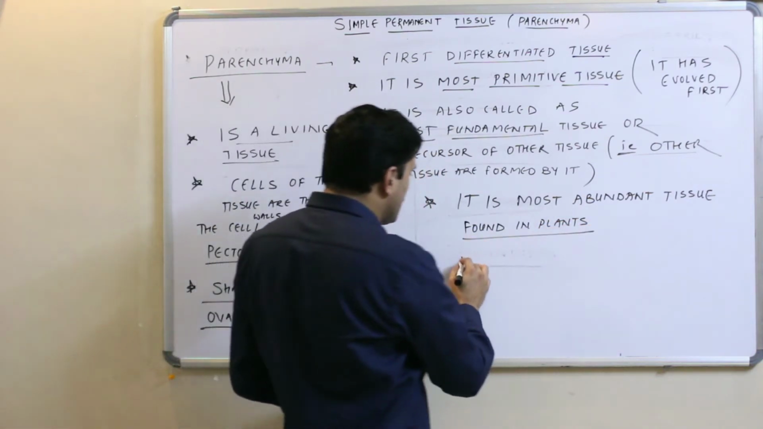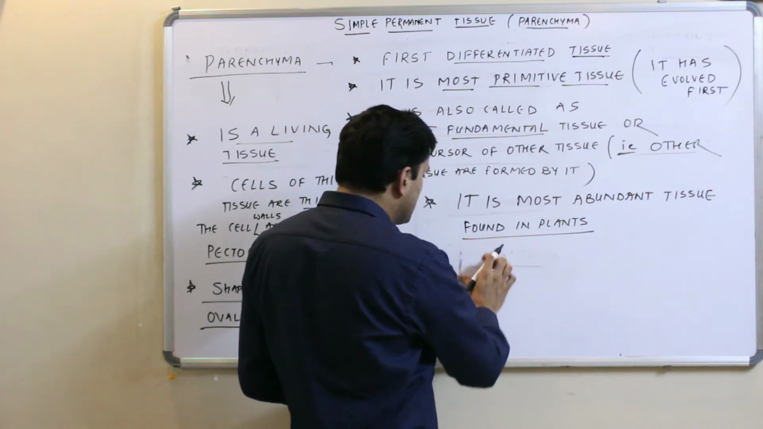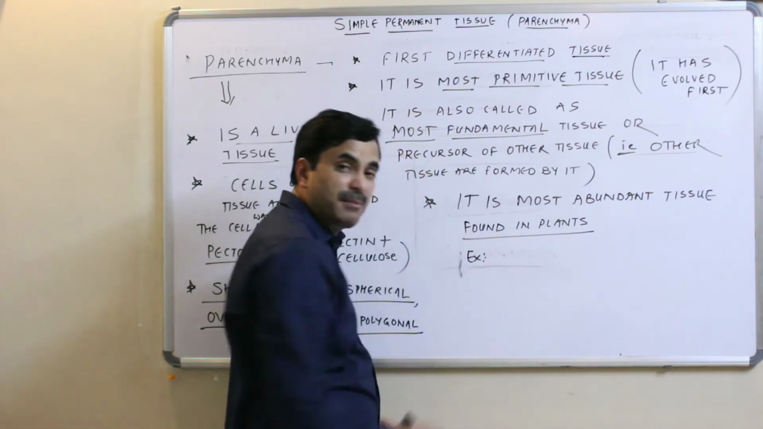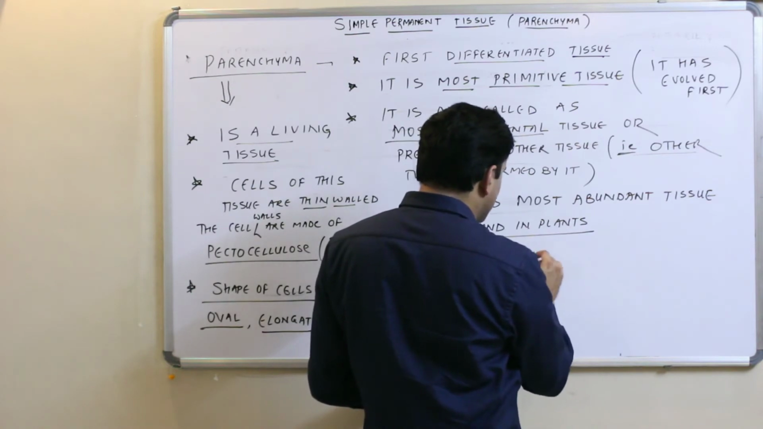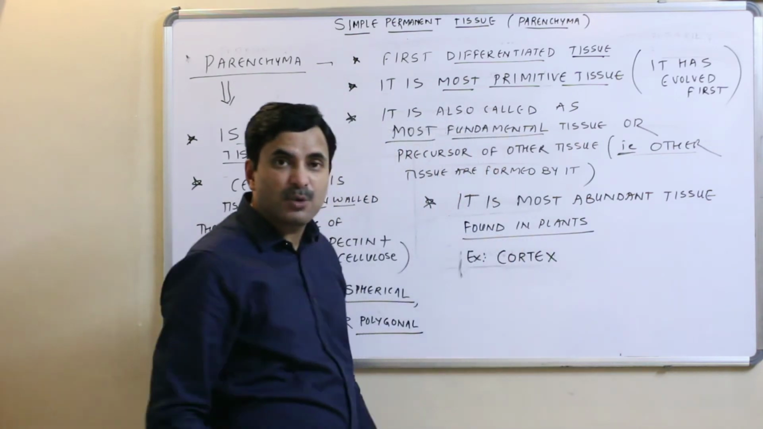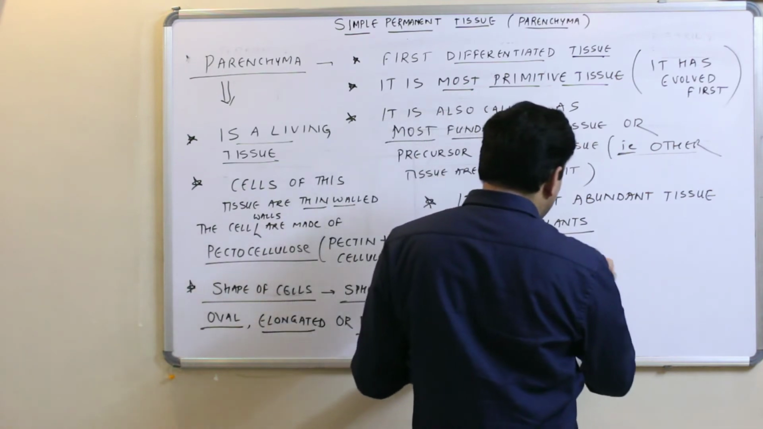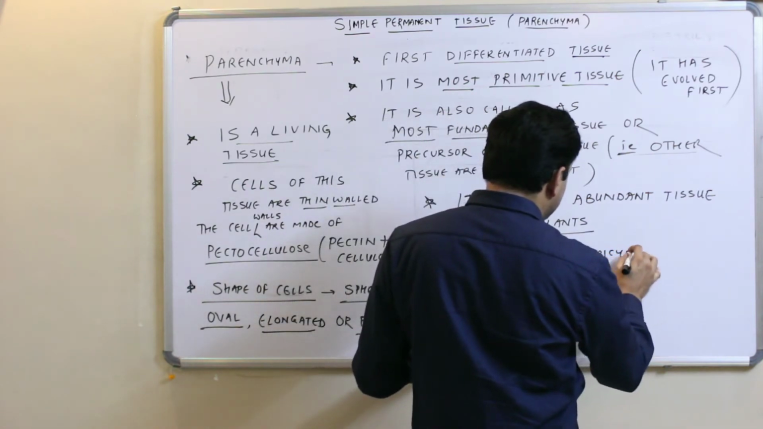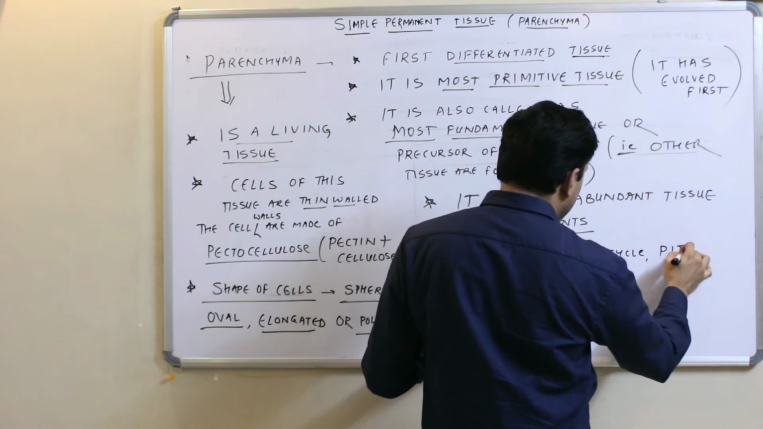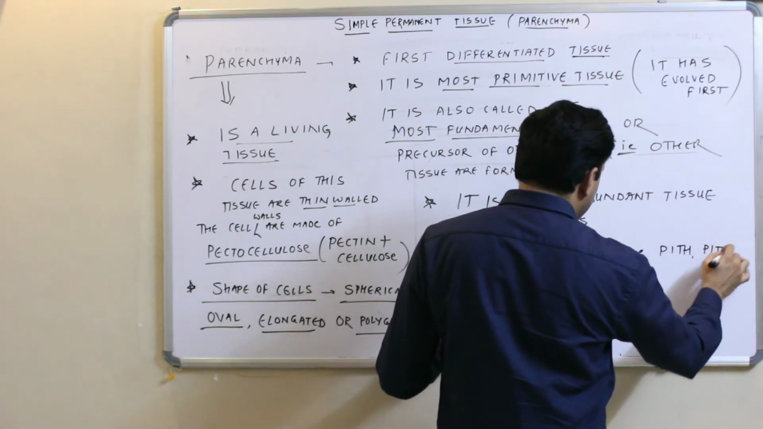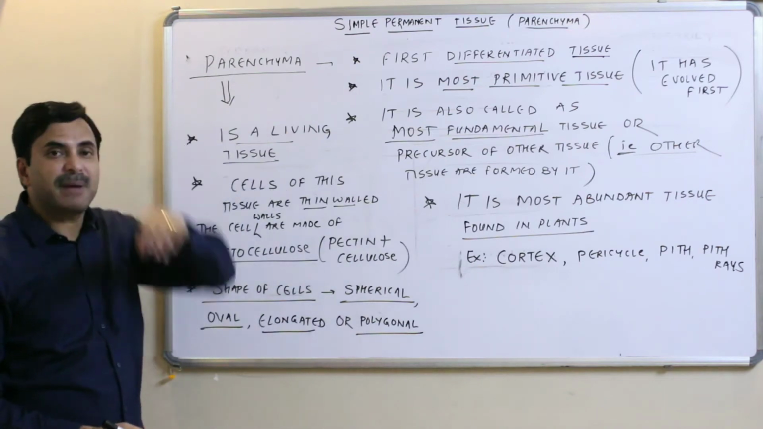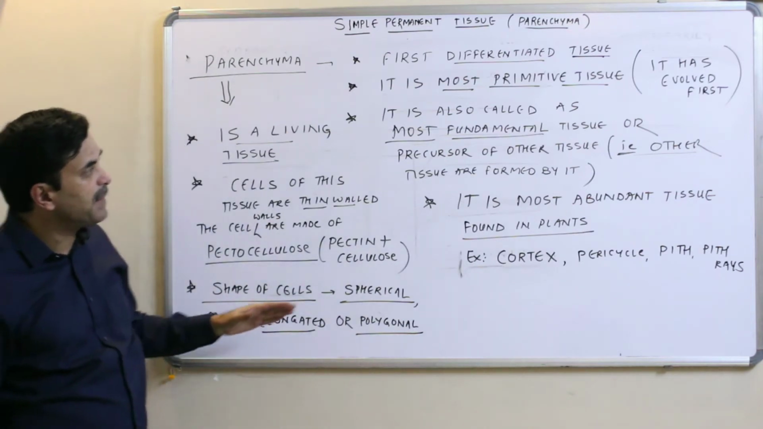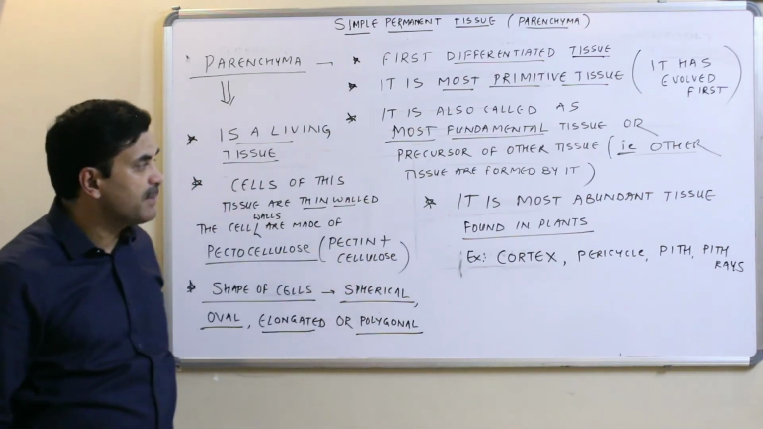Let me quote some examples which are made up of the parenchyma. If I talk about the cortex, pericycle, pith, medullary rays, all are made up of the parenchyma. So it is the most abundant tissue.